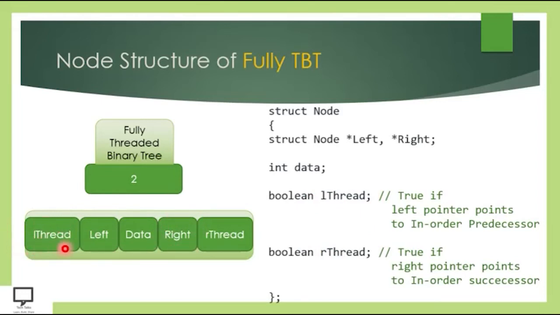If the L thread or R thread boolean variables are true, they will be holding the thread values to the in-order predecessor and in-order successor respectively. And if the L thread and R thread values are false, it indicates that the left pointer and the right pointer are holding the address of the left child and right child respectively. So in this way we can represent a node structure in our threaded binary tree.